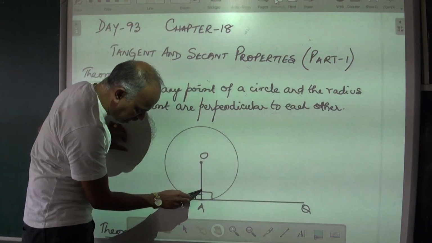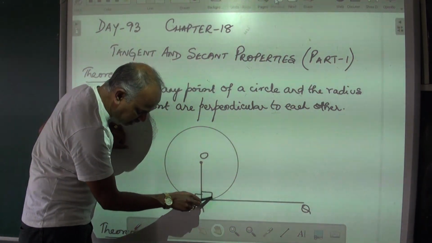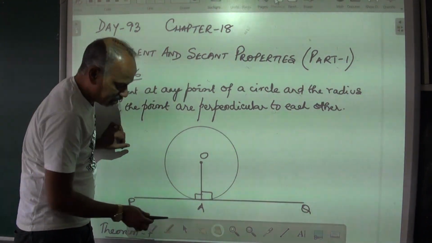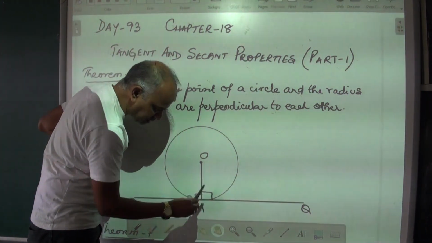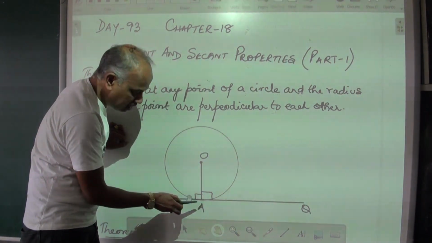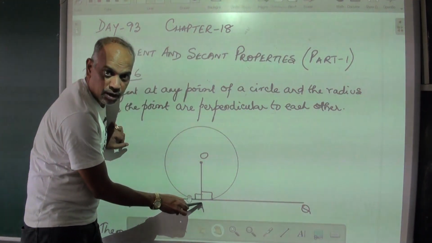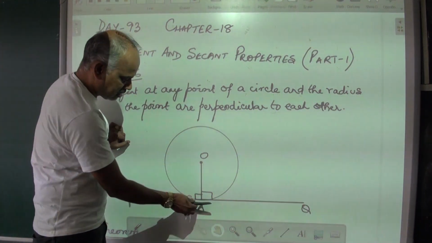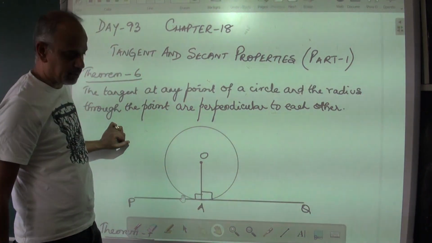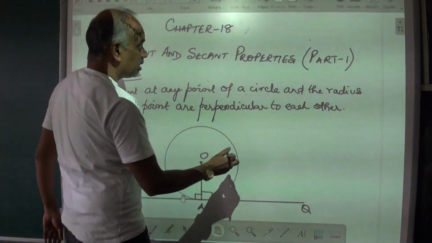That is, the angle made here is 90. This side is 90, this side also is 90. So tangent and radius are perpendicular to each other. The radius is drawn to the point of contact. So these two lines will be perpendicular. That's theorem number 6.